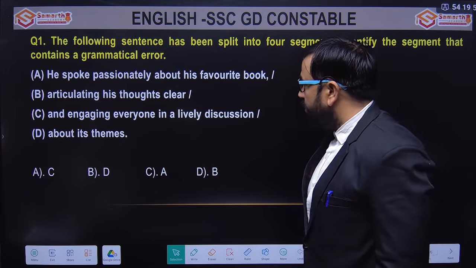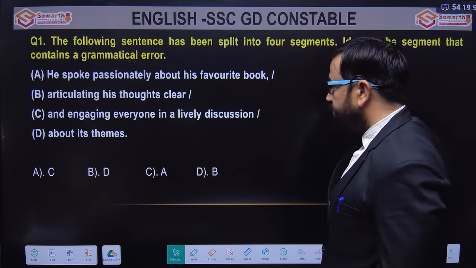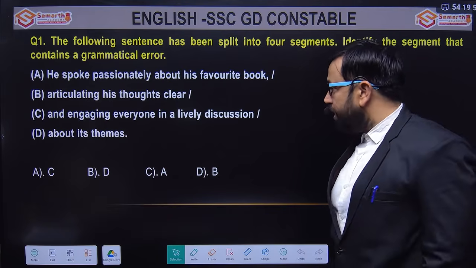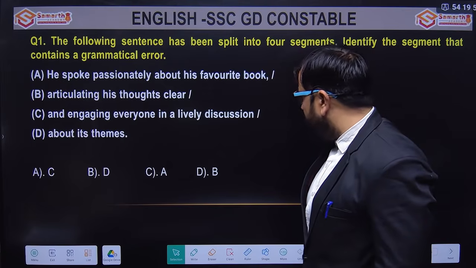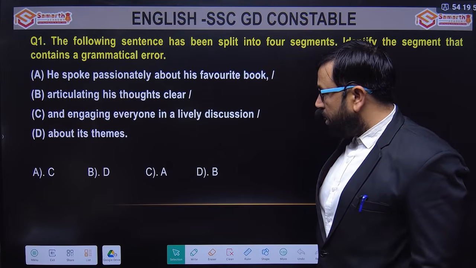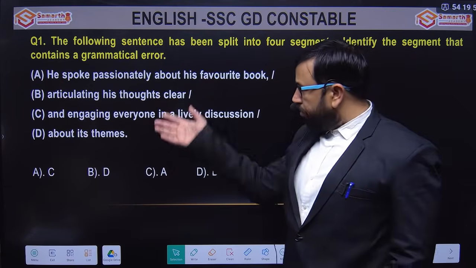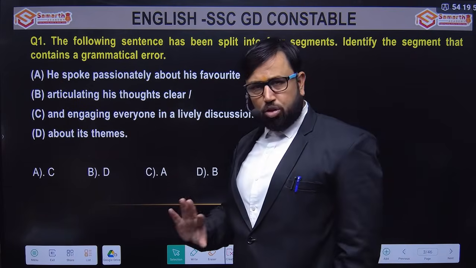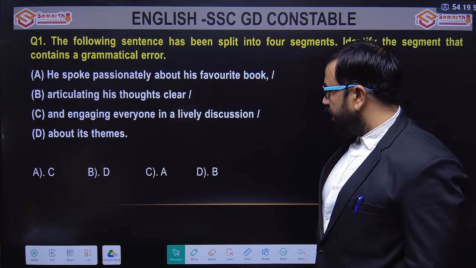So I will read one by one. First one is: he spoke passionately about his favorite book. B says: articulating his thoughts clear. Next one is: and engaging everyone in a lively discussion. And the last one is: about its themes. If you look at all the 4 parts, about its themes looks perfectly all right. There's no grammatical mistake, it doesn't seem so. It's a small sentence.